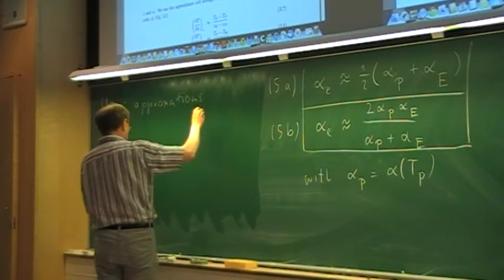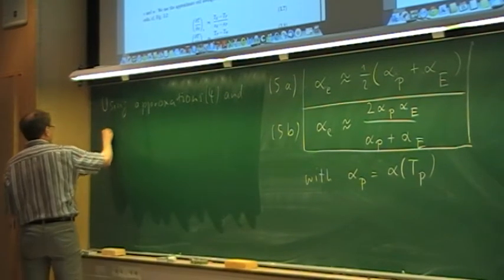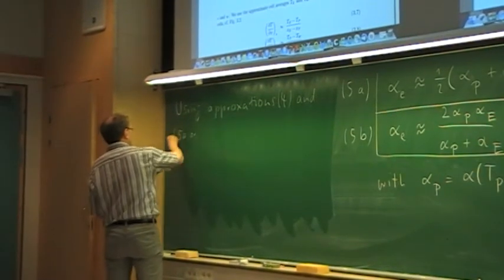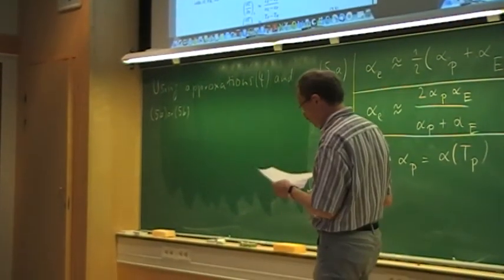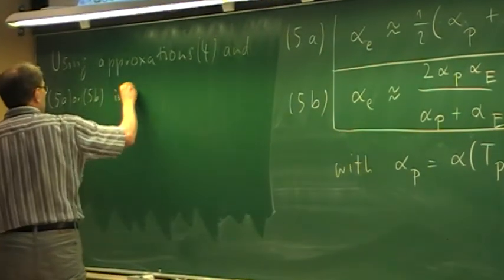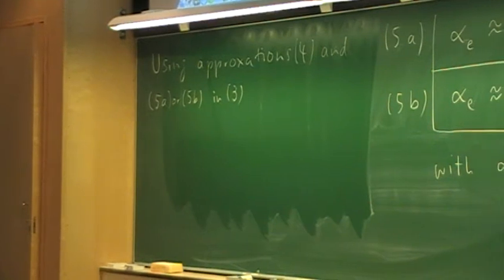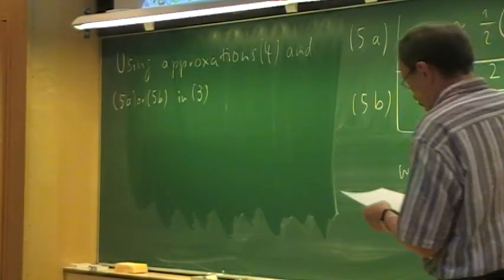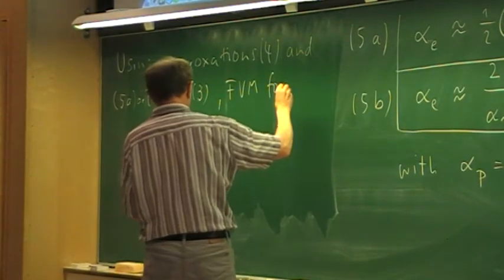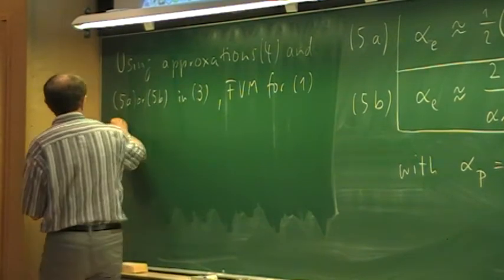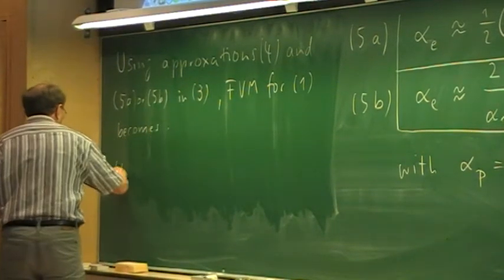That is the 4 and either 5A or 5B. So we decide whether we use harmonic mean or arithmetic mean. We insert that in equation 3, the one that has the number 3.6 that we just discussed. Then the finite volume method for the heat equation in 1D becomes, so that was what we looked at last time, the 1D heat equation, the following.